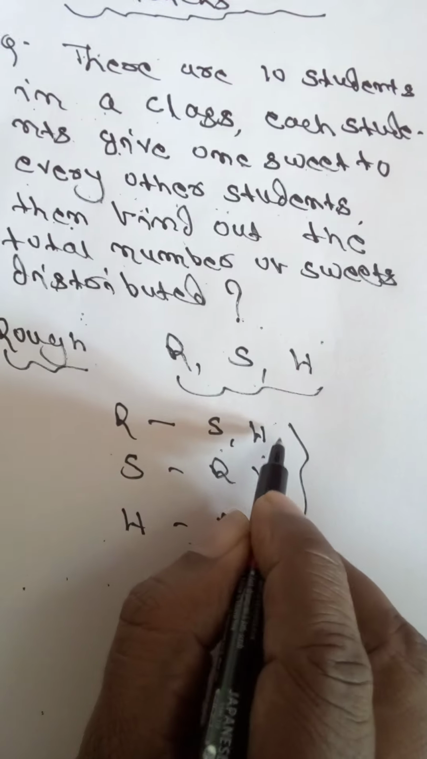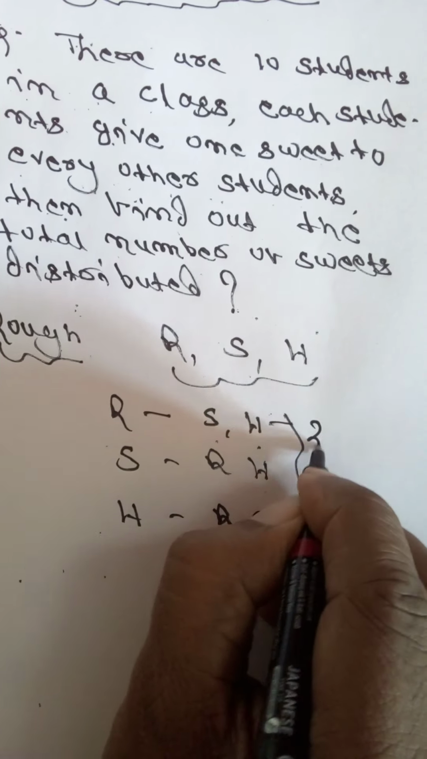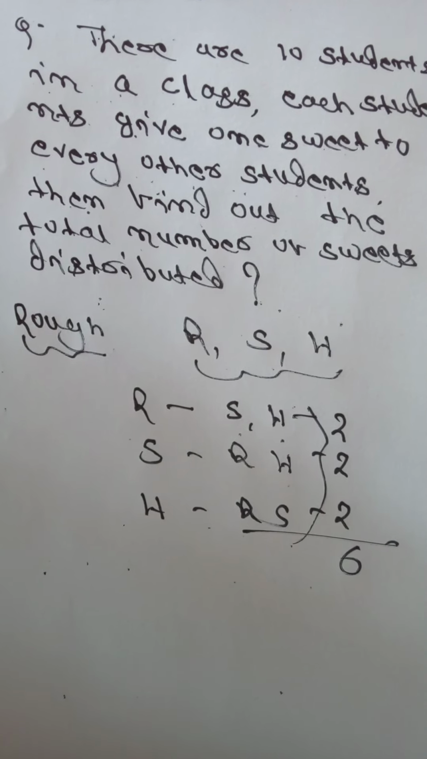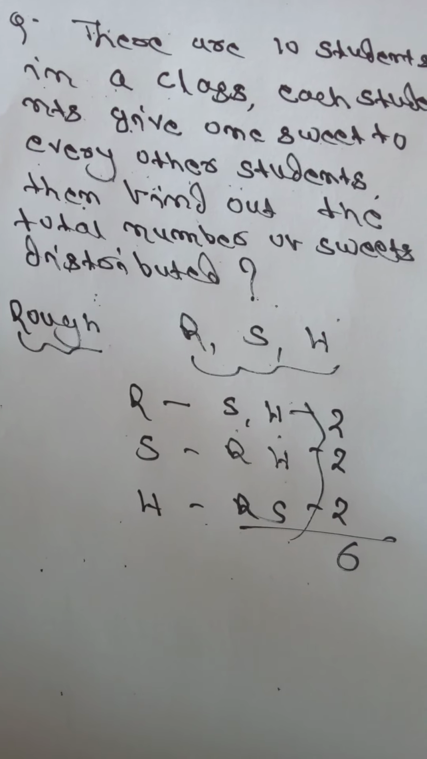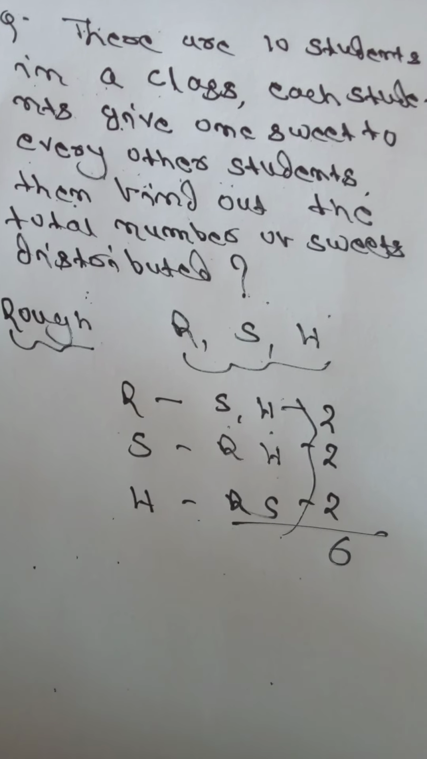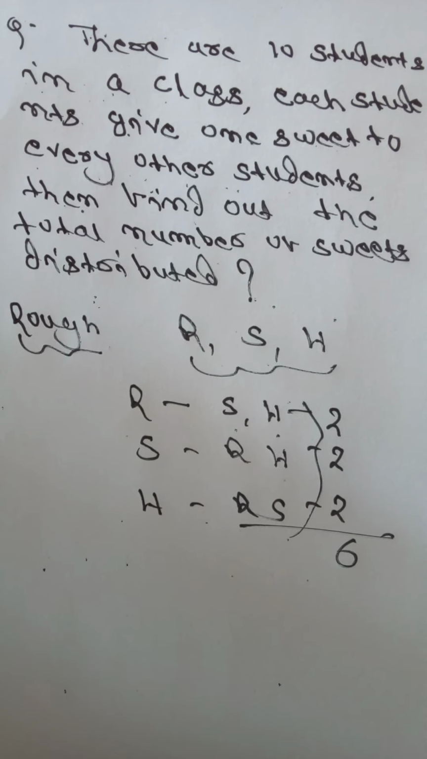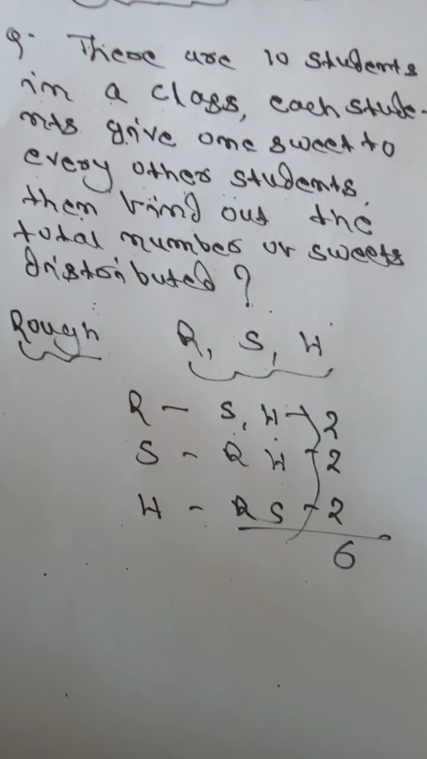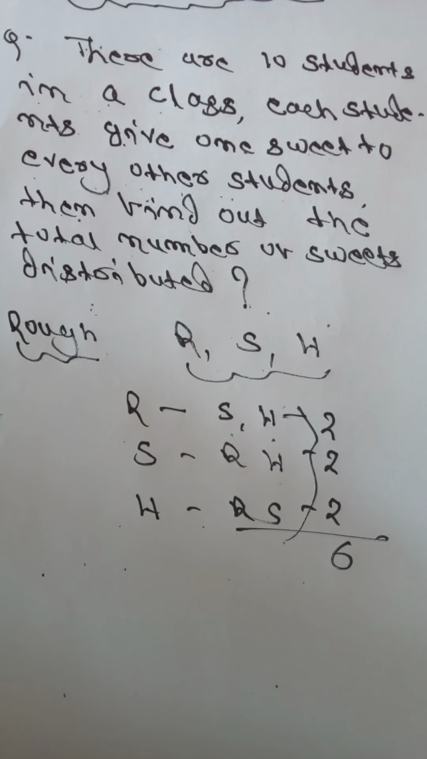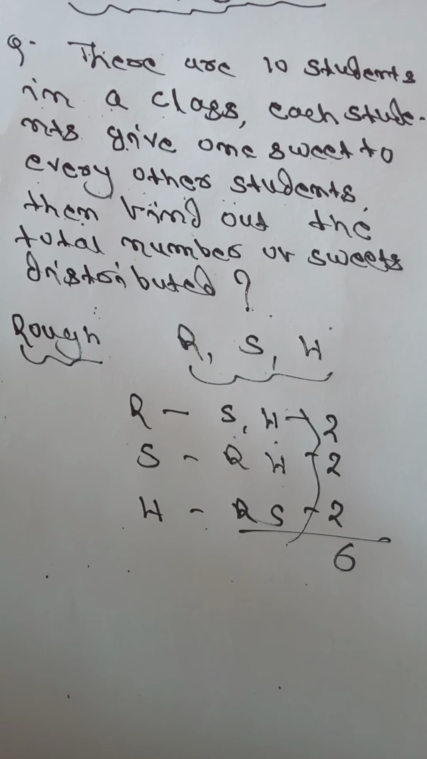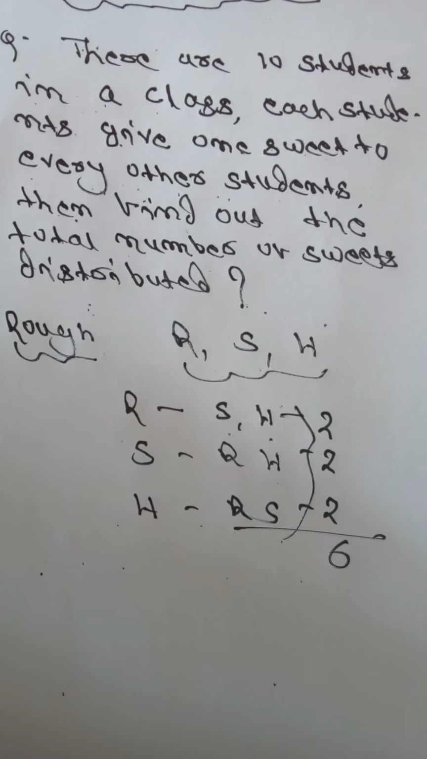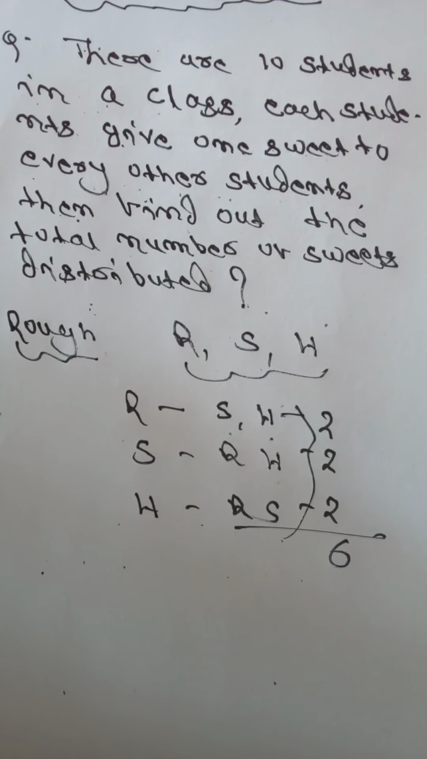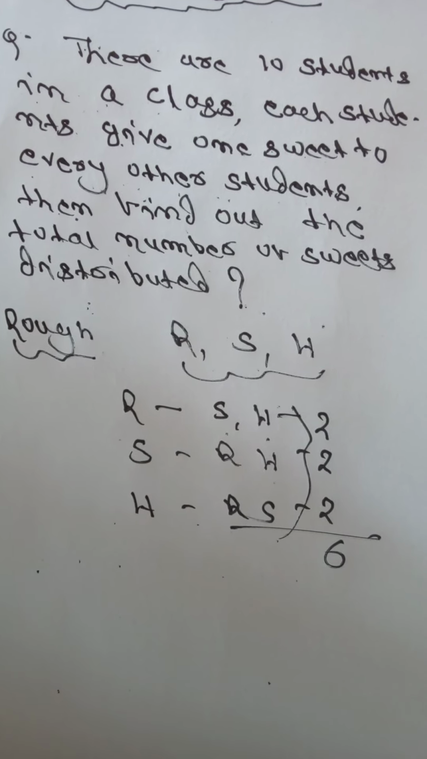So in that case, the total number of sweets distributed is 2, 2, 2, that means 6. So simply the answer is the total number of students into one less than the total number of students. That is the principle of counting. You need not think about anything else. You just think of it as a layman. The total number of sweets distributed is the total number of students into just one less than the total number of students, because each student gets sweets just one less than the total number of students.